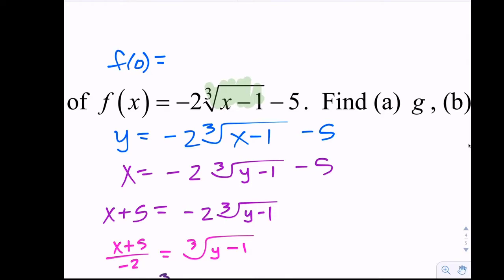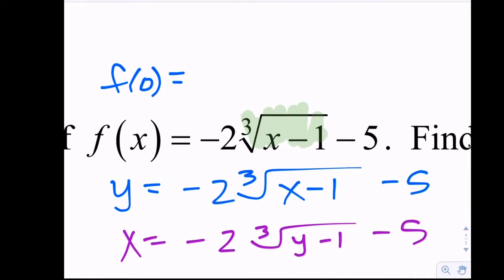Negative 1 to the 1/3. Is that what you're going to say? Which is what? Negative 1. Right. Remember, the cube root of negative 1 is negative 1 because negative 1 times negative 1 times negative 1 is negative 1. So this ends up being a negative 1 times the negative 2 gives you positive 2, and then 2 minus 5 is negative 3.